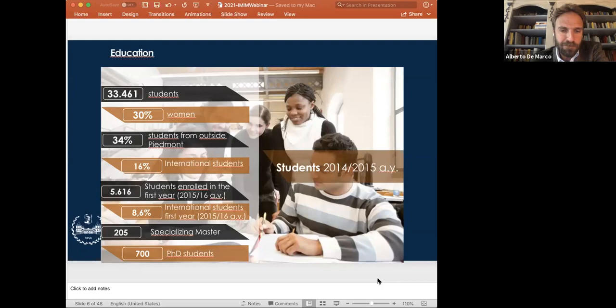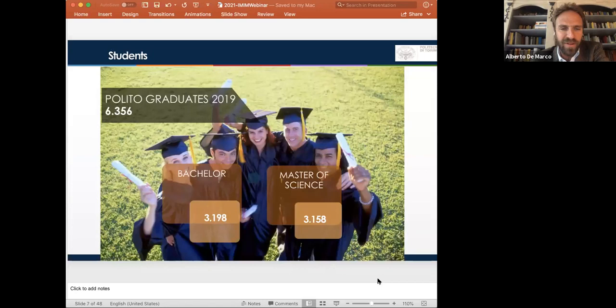Right, this presentation is maybe a little bit not really updated, but we're close to having 6,000 graduates per year, 3,000 at Master of Science level. So the IMIM is in addition to those numbers.